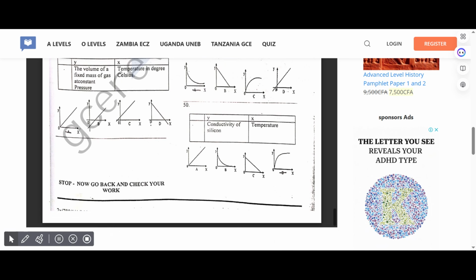So that is it about GCE Advanced Level Revisions 2015.